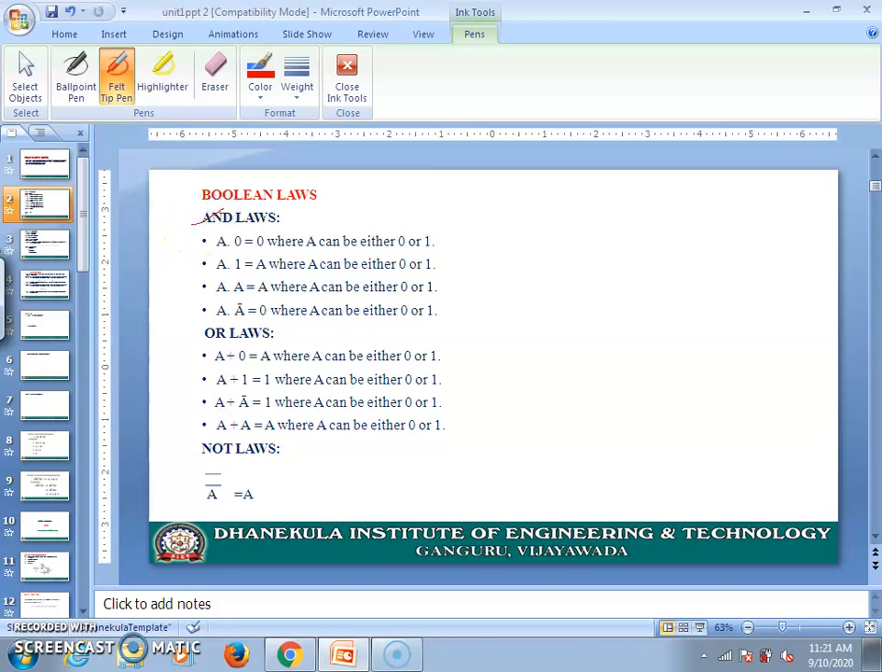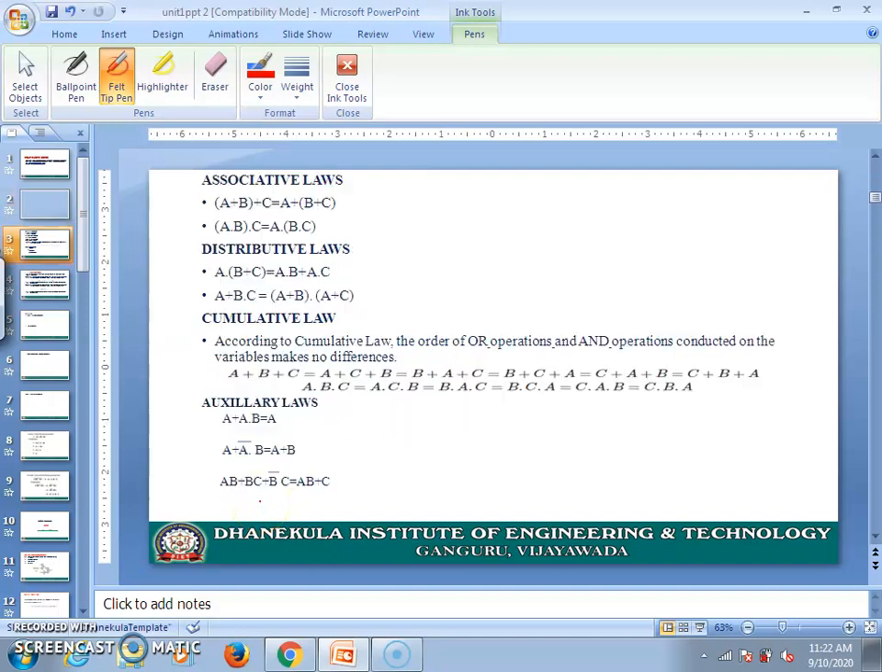Coming to the Boolean laws, these are the Boolean laws. First one is AND laws, second one is OR laws, and third one is NOT laws. From the AND laws, this is the most widely used AND law: A into A bar is equal to 0. Next, from the OR laws, A plus 1 is equal to 1, A plus A bar is equal to 1, and A plus A is equal to A. So these three are the most widely used OR laws. And coming to the NOT law, A double bar is equal to A.